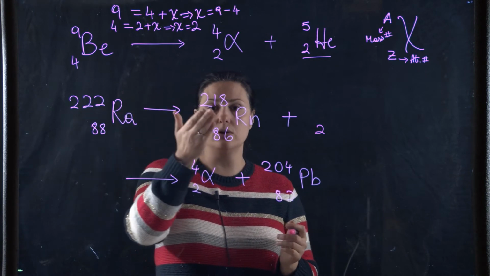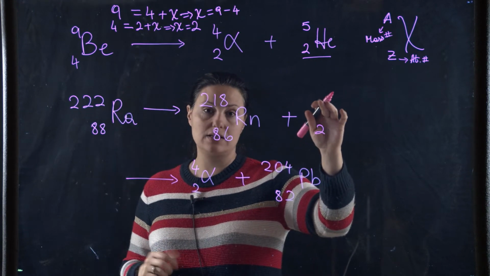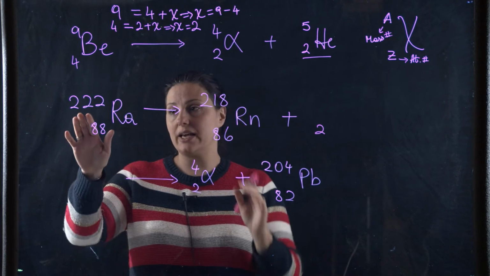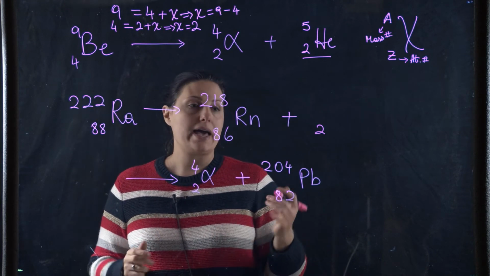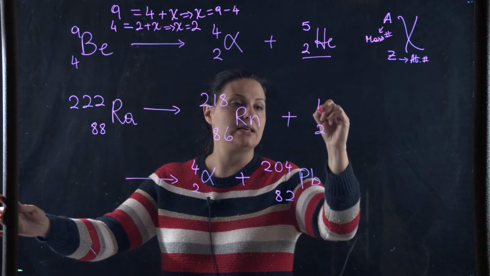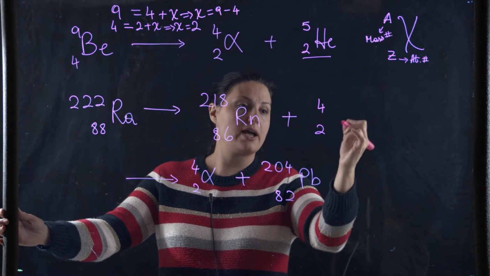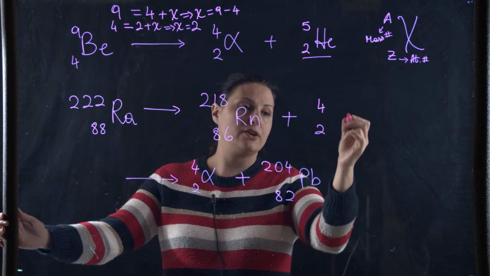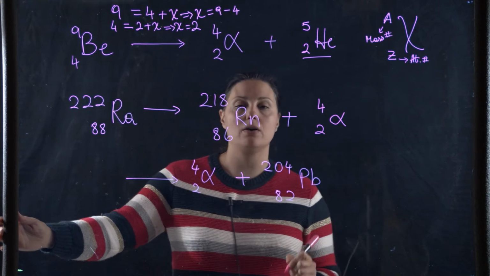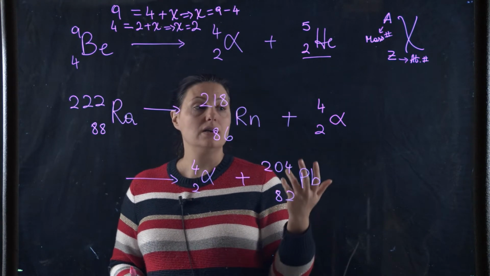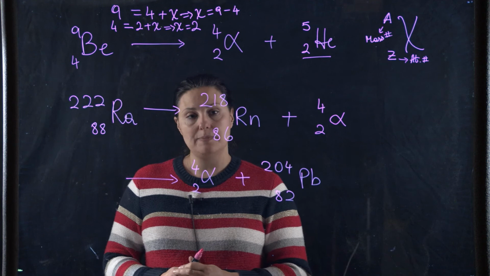22 has to equal 218 plus x, because I don't have it. What do I add to 218 to get 222? I add 4. That means that this will be a 4. What particle has a mass of 4 and a Z of 2? That's an alpha particle. And that is how I can figure out by what mode it decays.